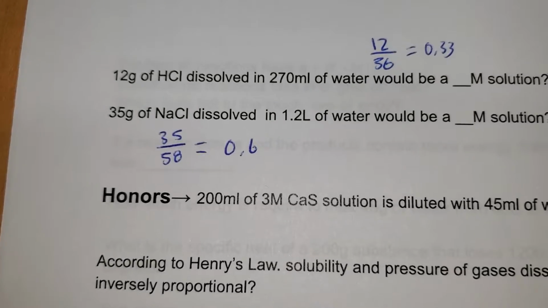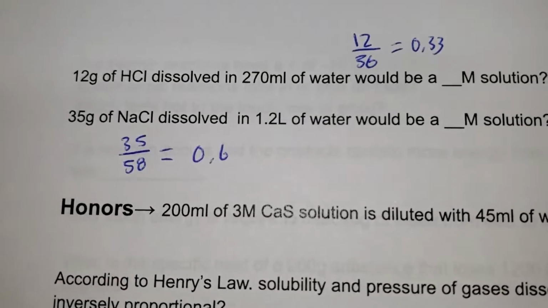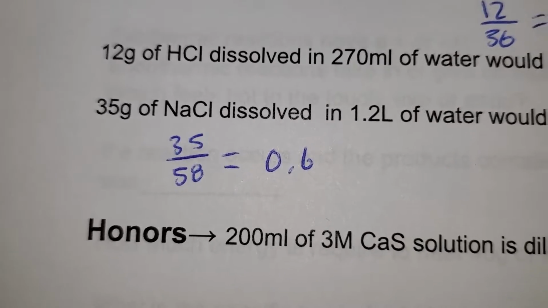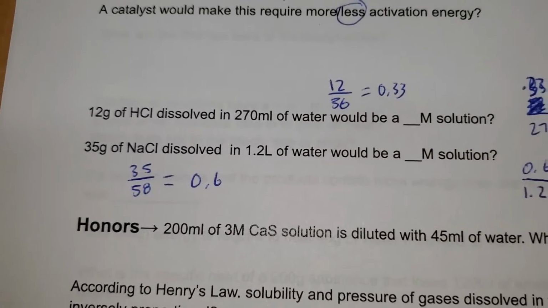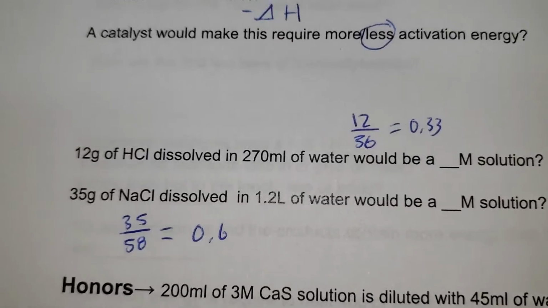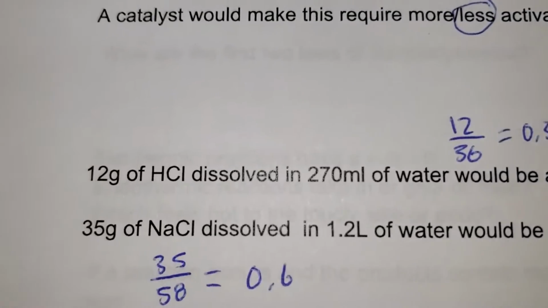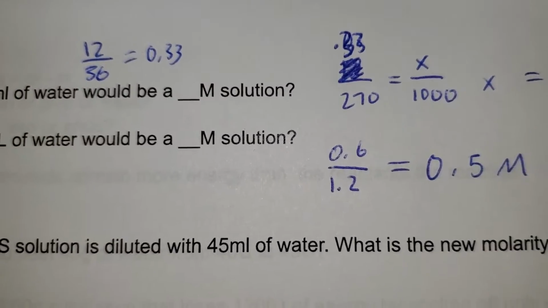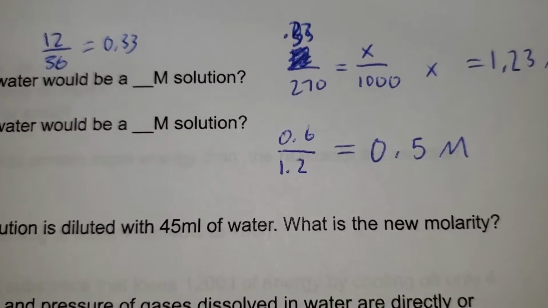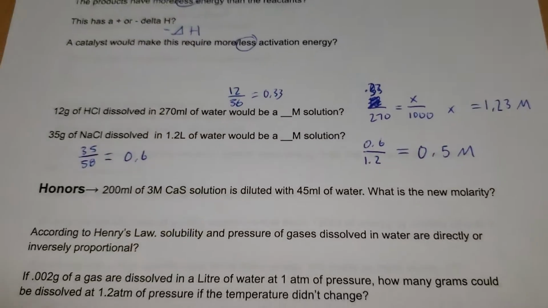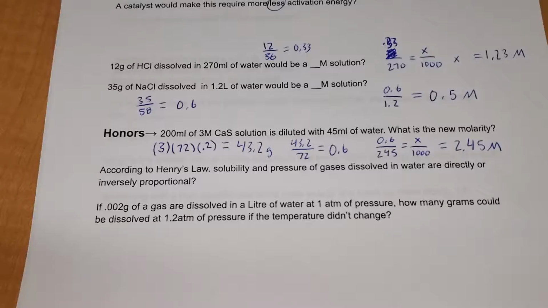And then down here, 35 grams of salt and 1.2 liters of water. We're going to change 35 grams into moles. Remember, we always want to deal with molarity in moles. So that gives us 0.6 moles. And since we're given liters, we could just do 0.6 divided by 1.2, and that's going to give us 0.5 molarity. You should be very good at this because we've been doing this all last week as well.